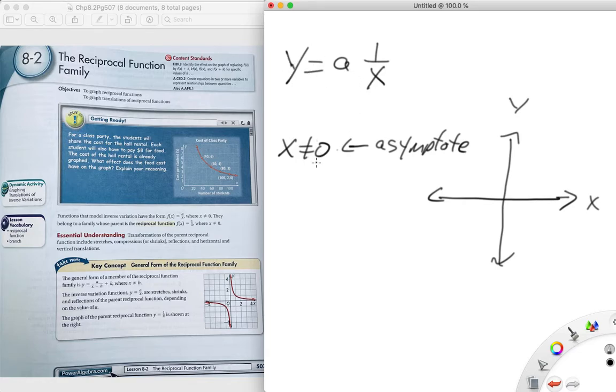If we have an asymptote of x, is there any type of asymptote for y? And the answer is yes. y can also not equal 0 in this case. And the reason being is, let's look for an example. If we had y equals 0, we have a times 1 over x.